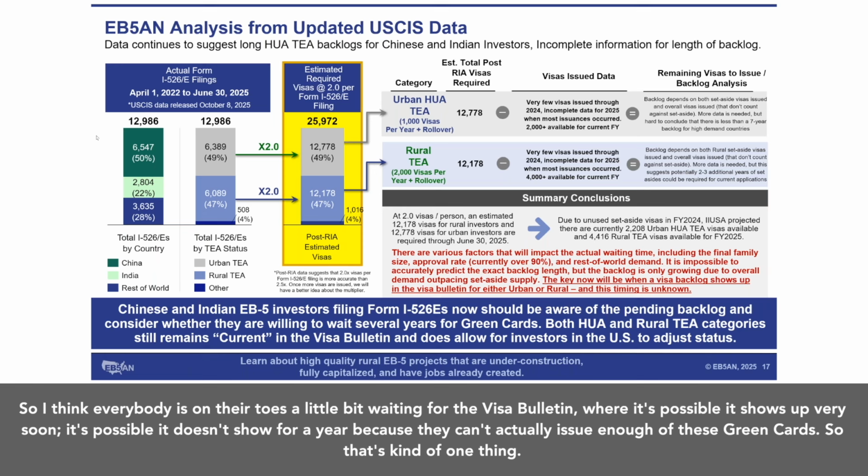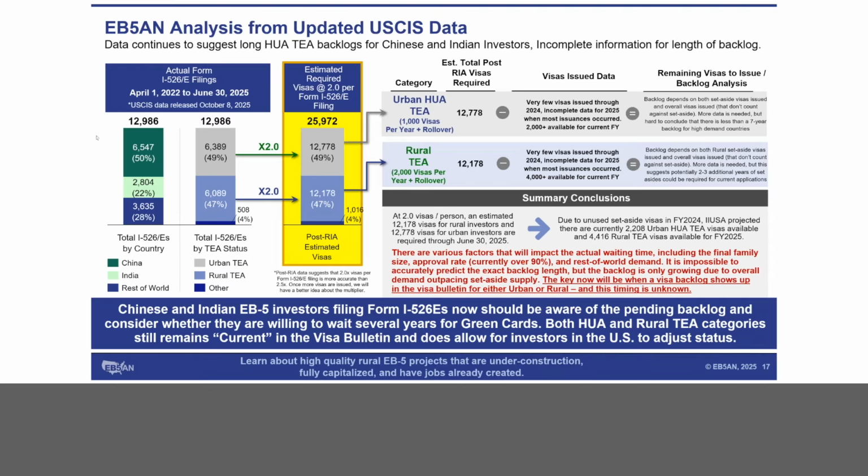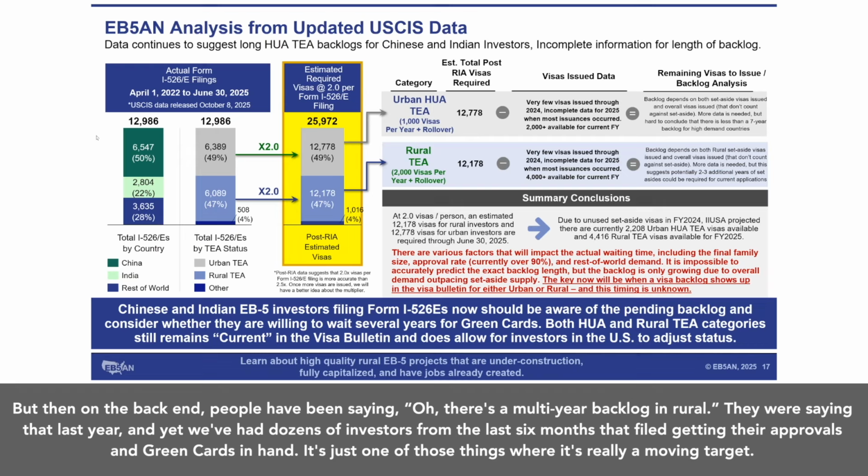So I think everybody is on their toes a little bit waiting for the visa bulletin. It's possible it shows up very soon. It's possible it doesn't show for a year because they can't actually issue enough of these green cards. But then on the back end, people have been saying there's a multi-year backlog in rural. They were saying that last year, and yet we've had dozens of investors from the last six months that filed getting their approvals and green cards in hand. So it's really a moving target.